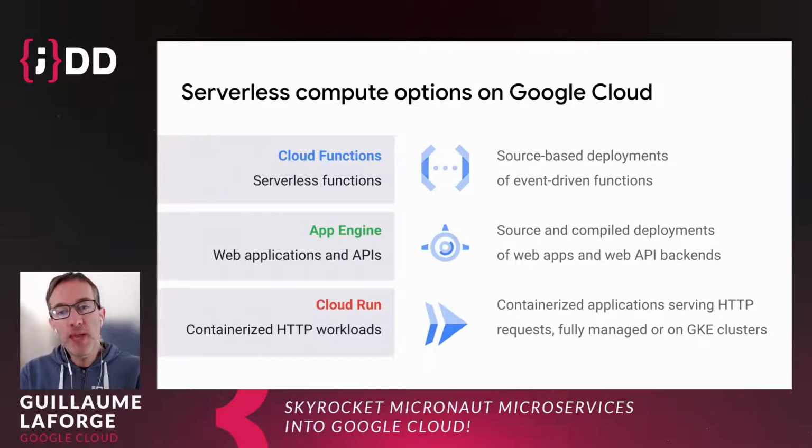So the three products we're going to focus on are Cloud Functions, App Engine, and Cloud Run. Cloud Functions for source-based, event-driven kind of functions. App Engine for API backends, web apps, etc. And Cloud Run, anything else, I would say, that you can containerize that is receiving and responding to incoming HTTP requests would be a great fit as well for Cloud Run.